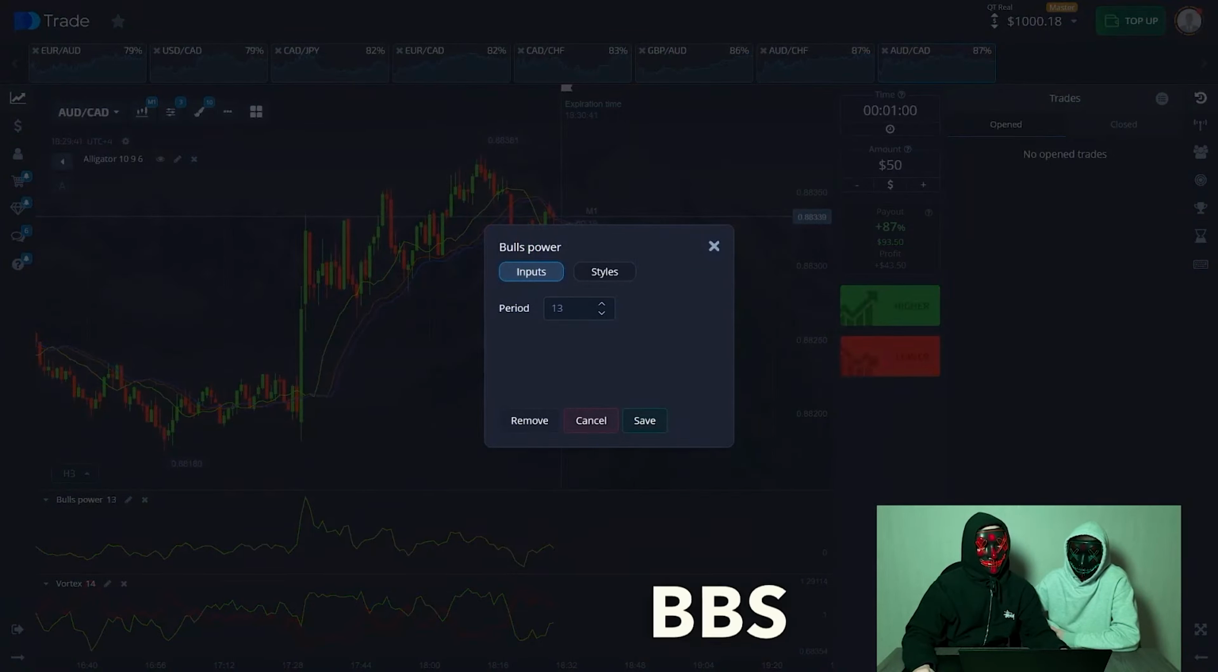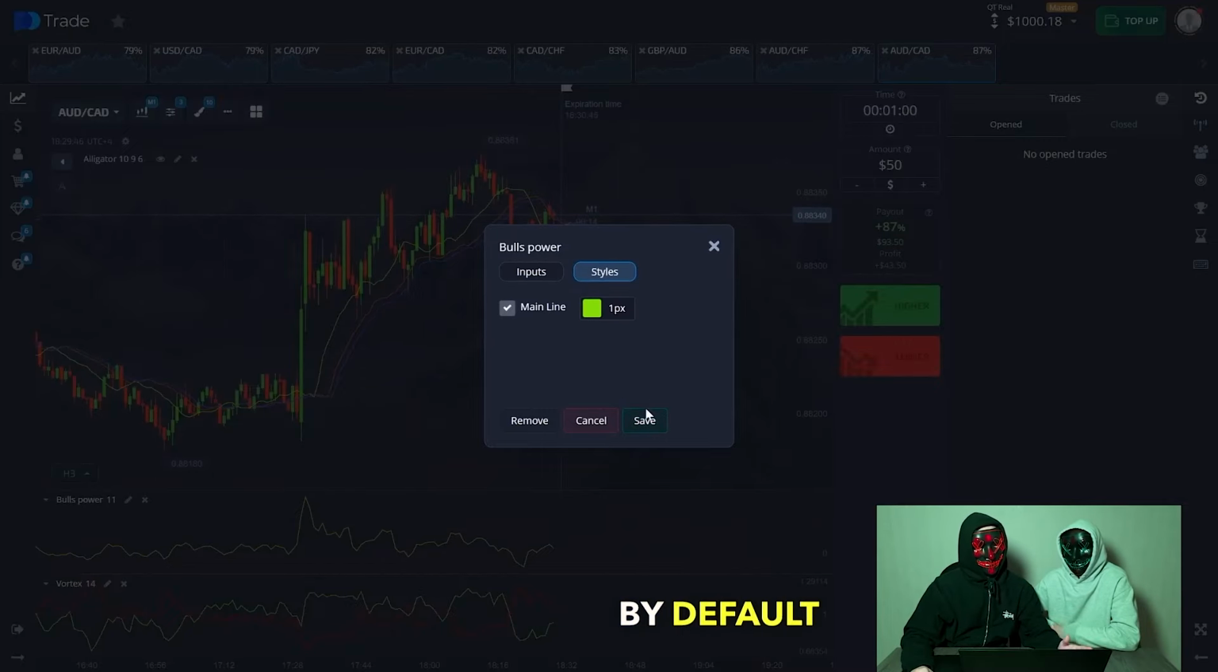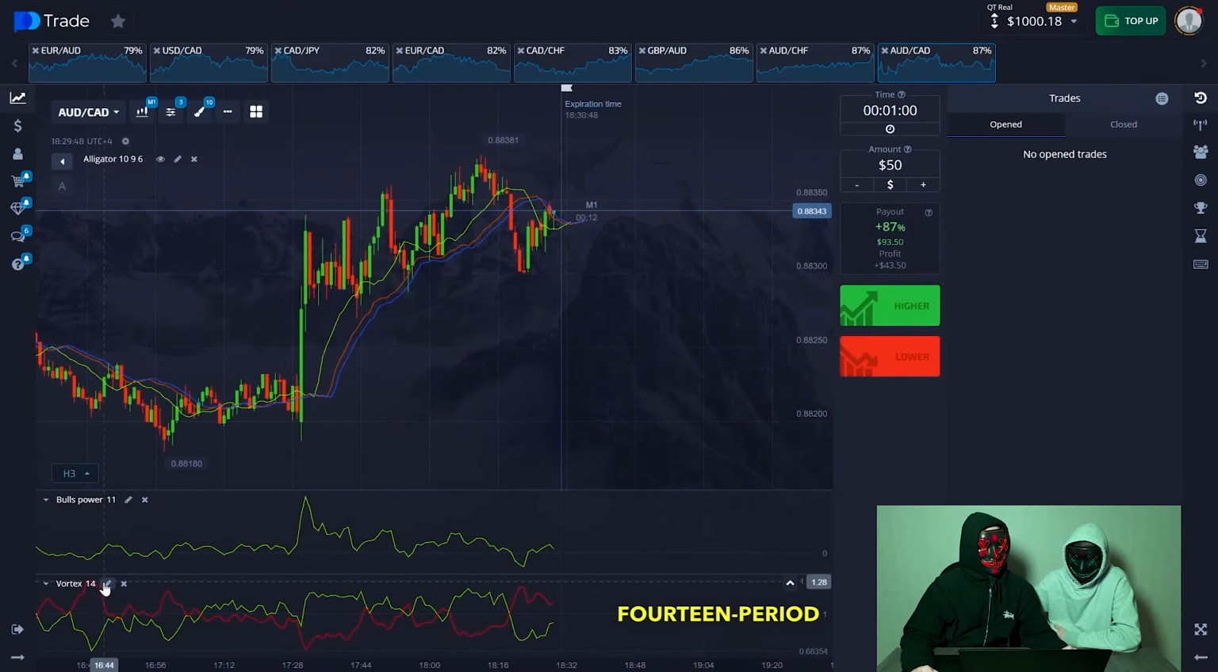We'll also set up the Bull's Power for period 11. You can choose any style here. We have Vortex by default. Here are the settings according to the 14 period style.